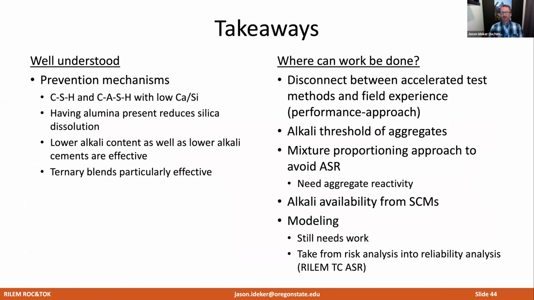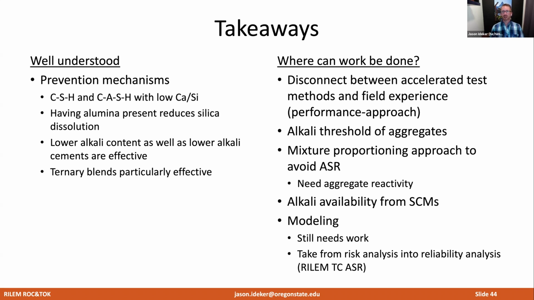So some of the takeaways are that we have some areas that are really well understood. Especially on the prevention mechanism side, we know CSH and CASH with a low calcium to silica ratio generally work the best for preventing ASR, and we know we can get that with supplementary cementitious materials, especially ternary blends. We know having alumina present reduces silica dissolution. We know that having a lower alkali content as well as using lower alkali cements are particularly effective. And as I mentioned before, we know ternary blends tend to be quite effective.